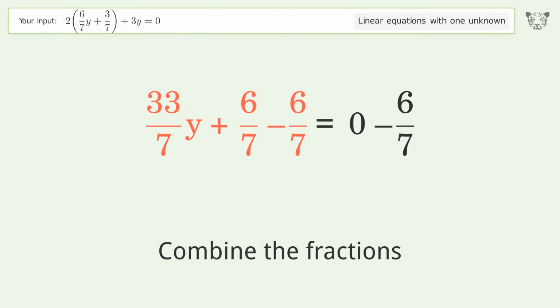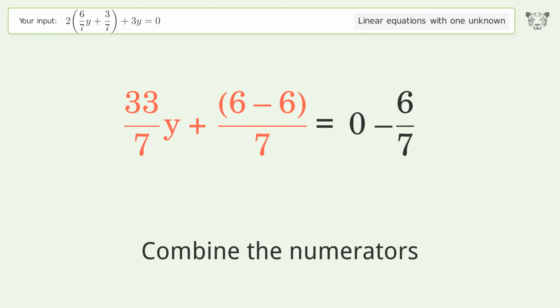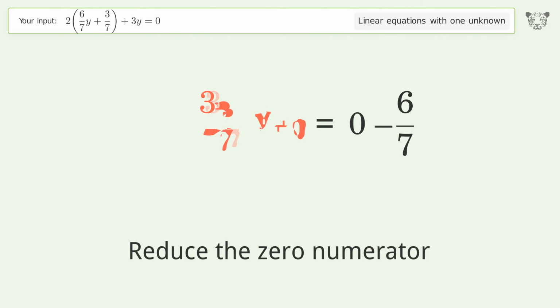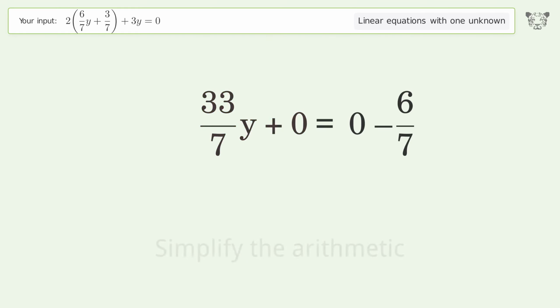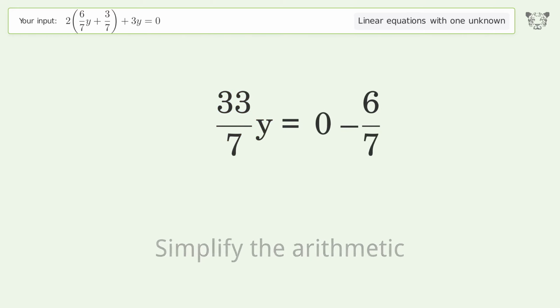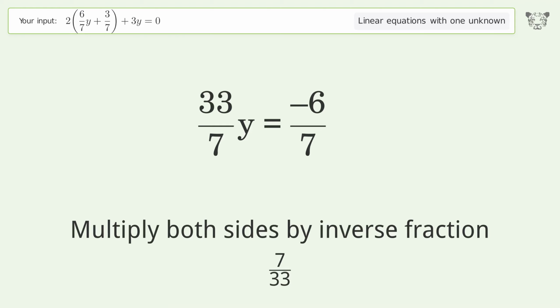Combine the fractions. Combine the numerators. Reduce the zero numerator. Simplify the arithmetic. Isolate the y. Multiply both sides by inverse fraction 7/33.